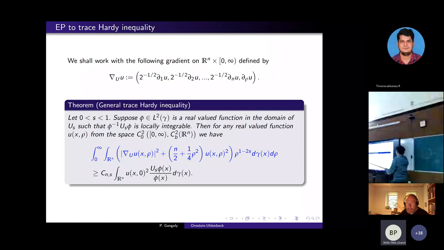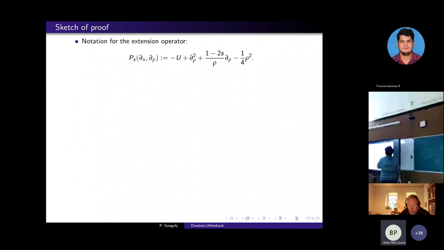Then we have this inequality, where the blue thing is called the trace norm. Actually, we can define it as a norm and take the space which is the completion of this kind of space of smooth functions in this norm, and the inequality will still hold true in that bigger space. Now, how to prove this? I will just give a sketch of proof. From here on, we will call this the extension operator.